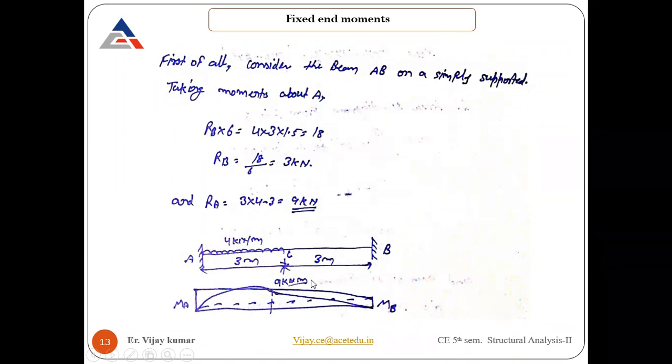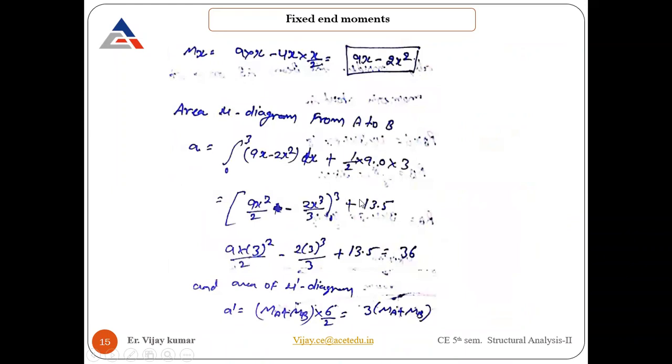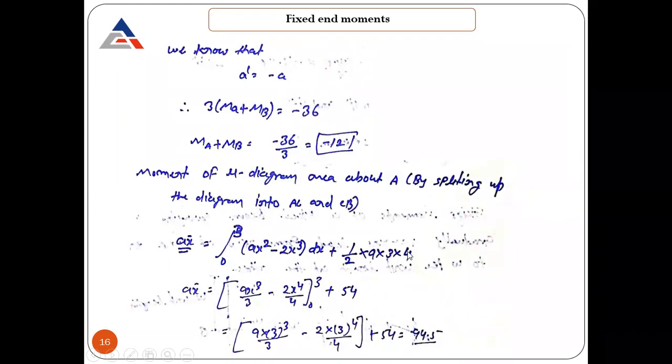Half base into height: half base is 3, height is 9. Where it will act, the centroid is at a distance of L by 3, that is 3 by 3, which is 1. 1 plus 3 is 4, about the A point. So 3 plus 3, that is 3 plus 1, is 4 from A. So this is the total moment about the A point. This is the value which is coming out after solving all the stuff by doing the mathematical calculation here.